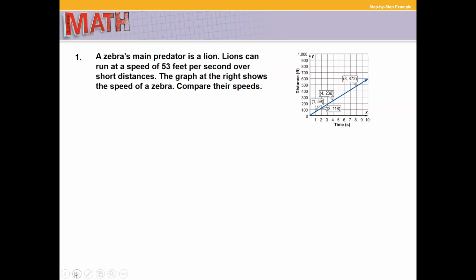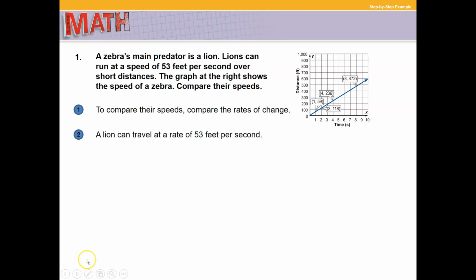So here we have a zebra and a lion. As you can see from our problem, the lion can run at 53 feet per second, and we have to figure out how fast the zebra runs from the graph. So we have to compare their speeds. We can see from the problem a lion runs 53 feet per second.